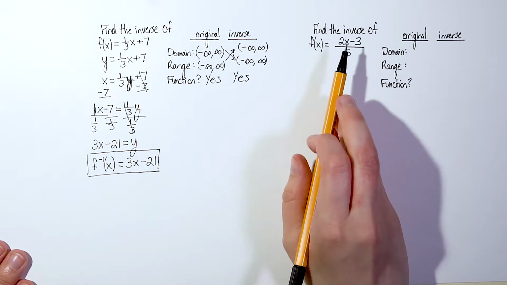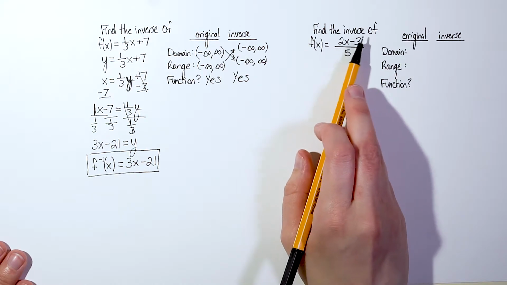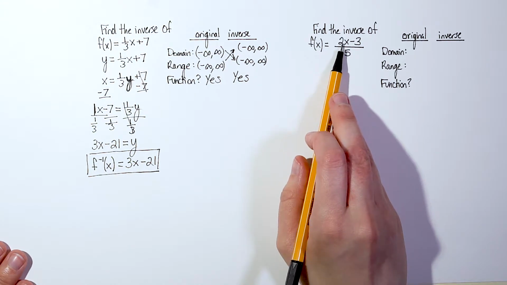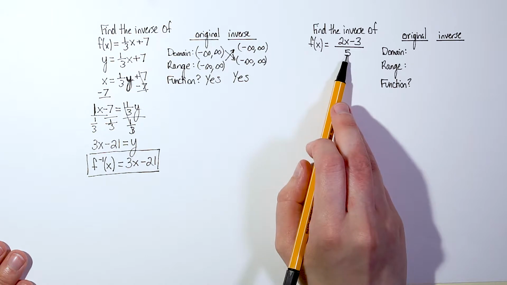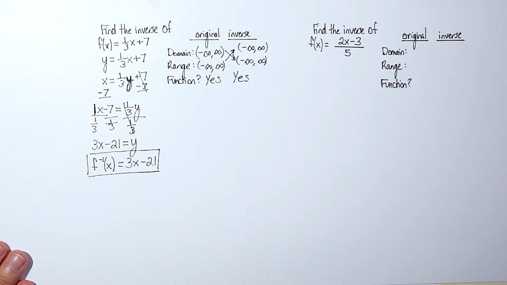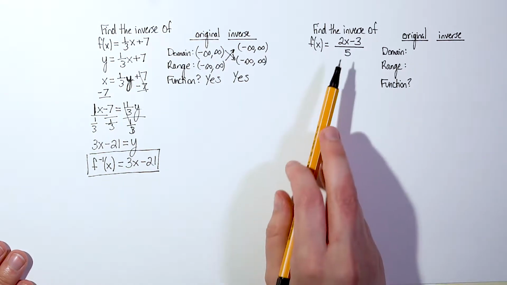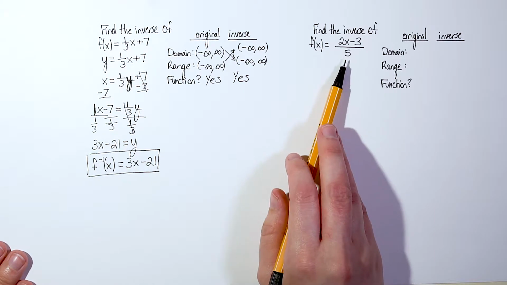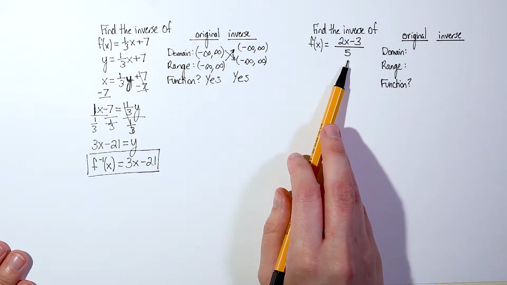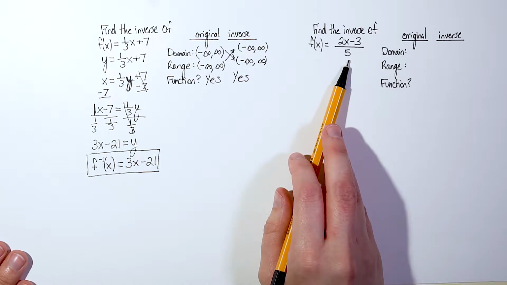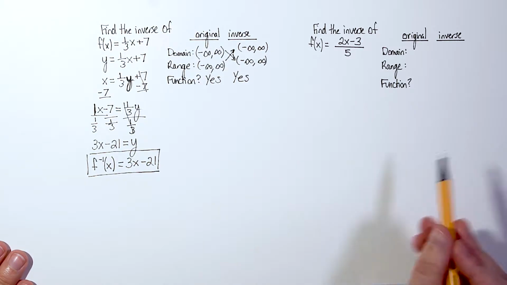Let's look at one more example together. So we want to find the inverse of f of x equals 2x minus 3 over 5. I find that students tend to be really scared when they see stuff like this because it's a fraction and it looks scary, but fractions really aren't scary. We've got ways to undo them, okay? So we're just going to follow the steps.